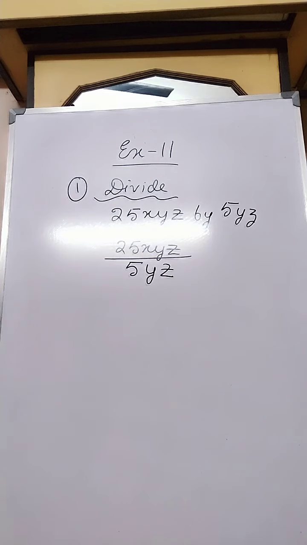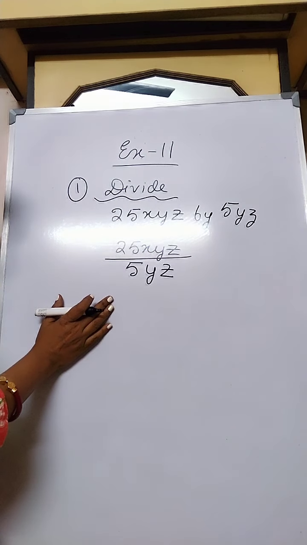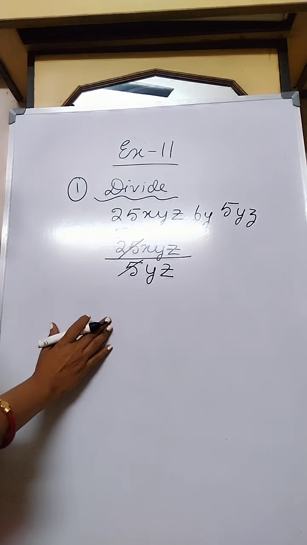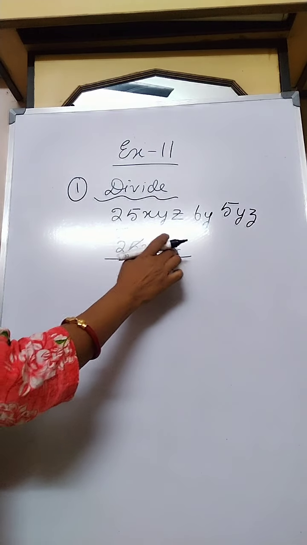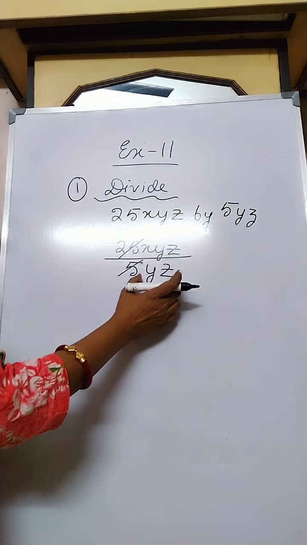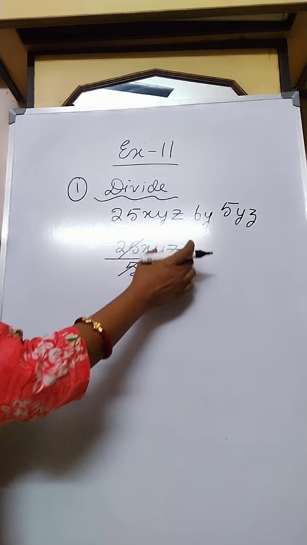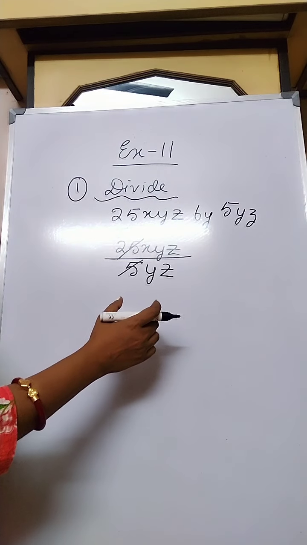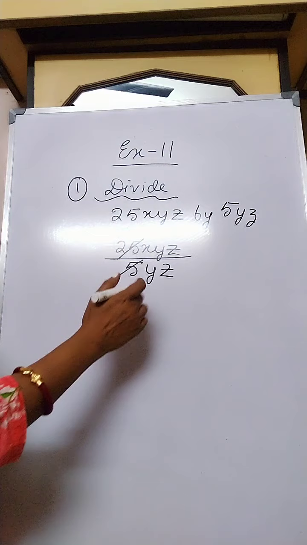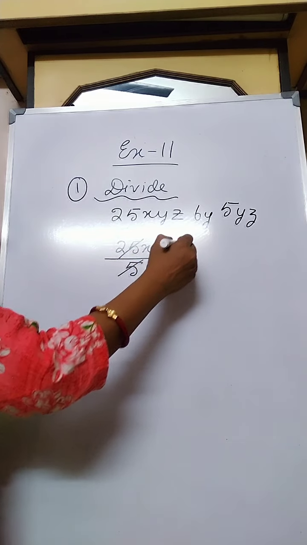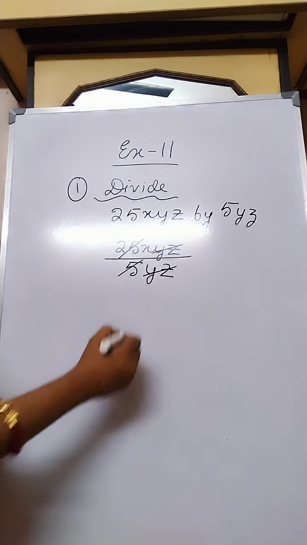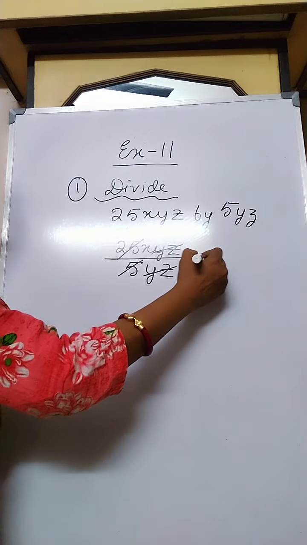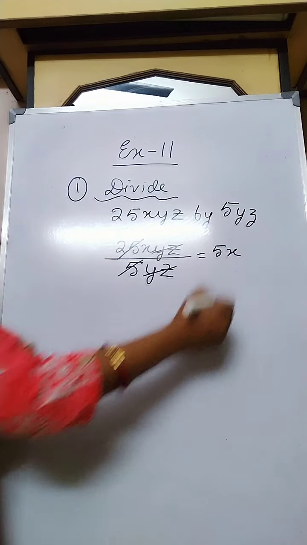So first you will reduce this to the lowest term. 5 fives are 25 and x is there, yz is there in the numerator, yz is there in the denominator. The common variable of the numerator and the denominator, you will cancel. You will cancel yz in the numerator and yz in the denominator. So the remaining leftover will be 5x. So the answer will be 5x in case of the first sum.